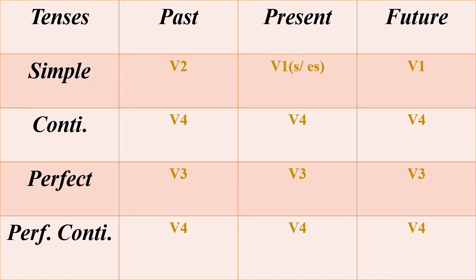V2 appears only once in the whole table, and that is in simple past. What remains is V1. It will be there with simple present and simple future. Don't forget, guys, in simple present, along with V1, that is the base form of the verb, we use S or ES.